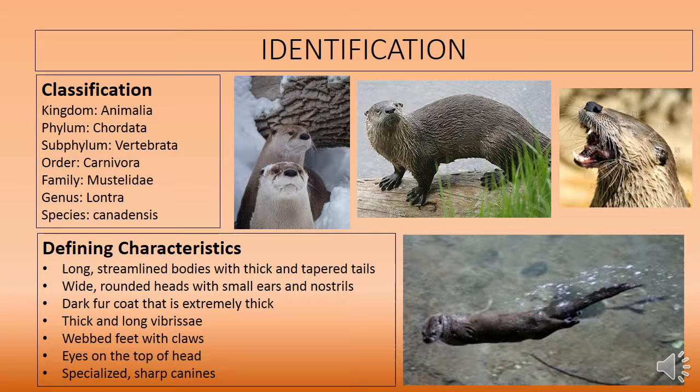They also keep them dry. They spend a lot of their time in the water, obviously, swimming through and catching prey and playing with others in their groups. So it's very important that they have this thick, almost waterproof fur over their bodies. They also have thick and long vibrissae, which are the whiskers you see on their faces. They have webbed feet, so that can help them with swimming.